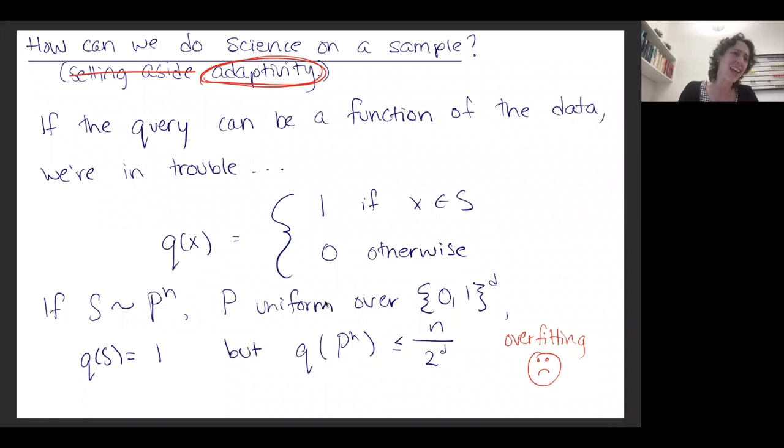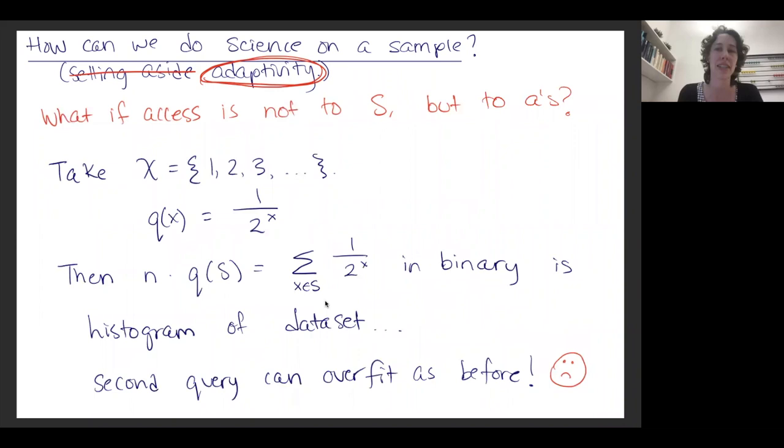Okay, so what if you don't have access to the data set, but instead you have access to the answers of previous queries? That's a better model, right? Or a nicer model. But then even then I can just construct you a first query whose output encodes the data set. And then my second query can be that previous query.